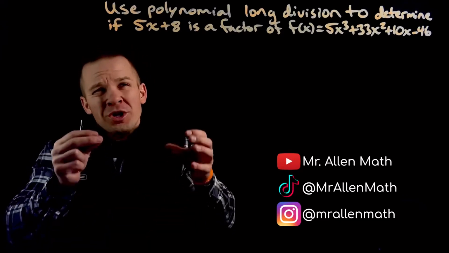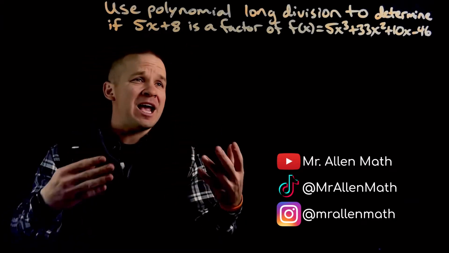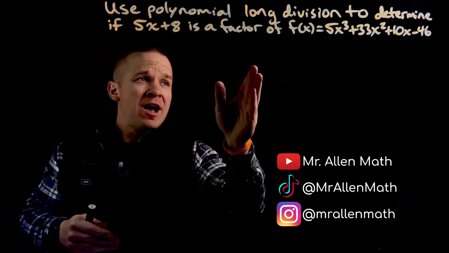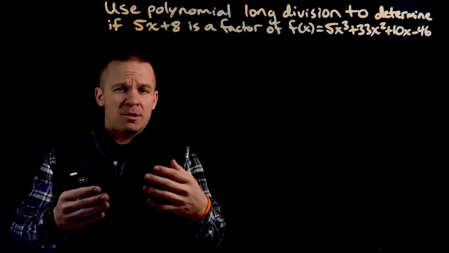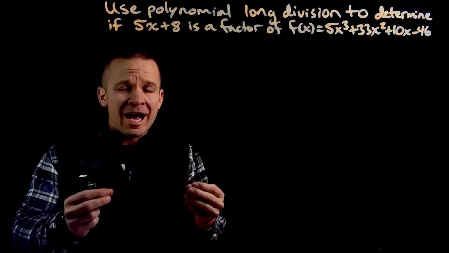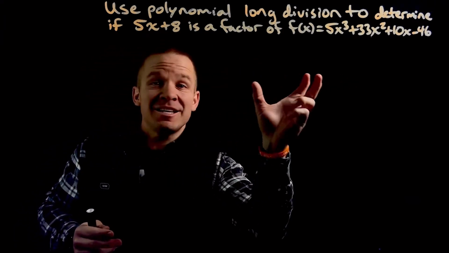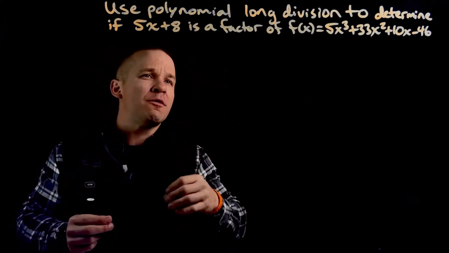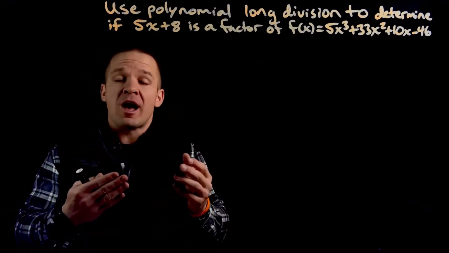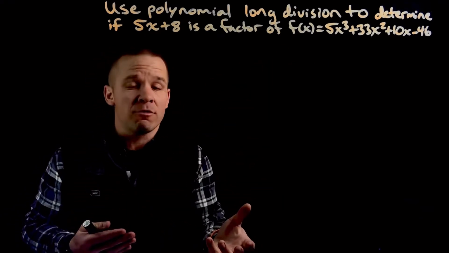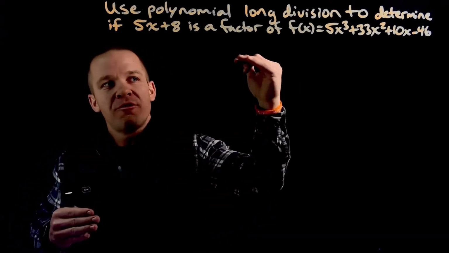Mr. Allen here. We're going to use some polynomial long division to determine if 5x plus 8 is a factor of f of x right here. So what are we looking for in polynomial long division to determine if something's a factor or not? We can actually just look at our remainder. So if 5x plus 8 divides out nice and clean and we have a remainder of 0, then I know that 5x plus 8 is a factor of f of x. If I get any kind of remainder, anything but 0, it is not a factor of f of x.